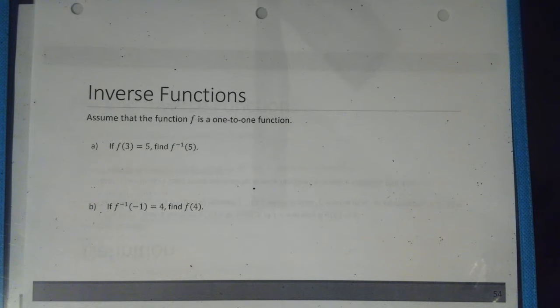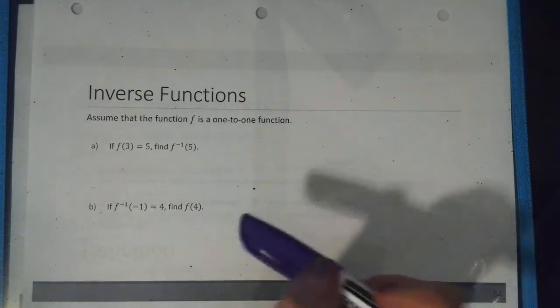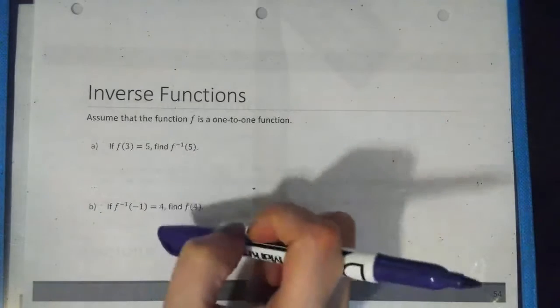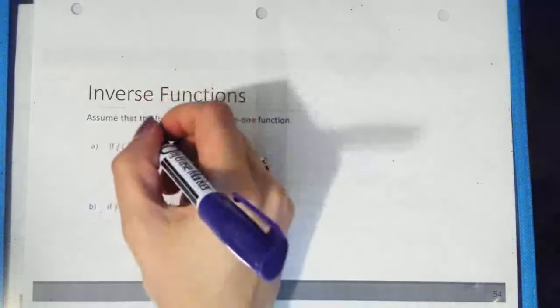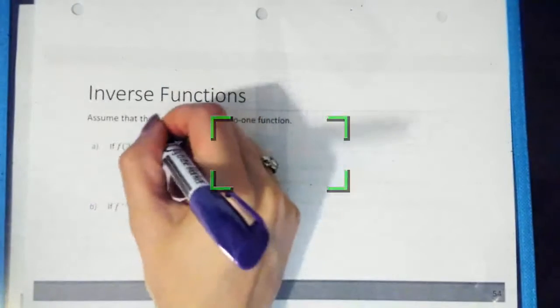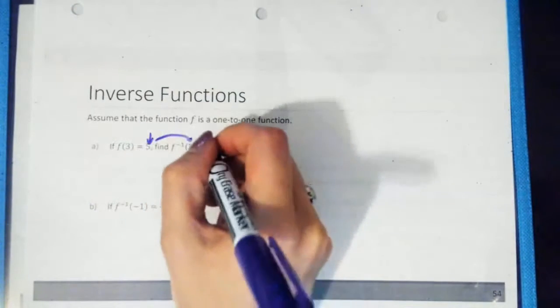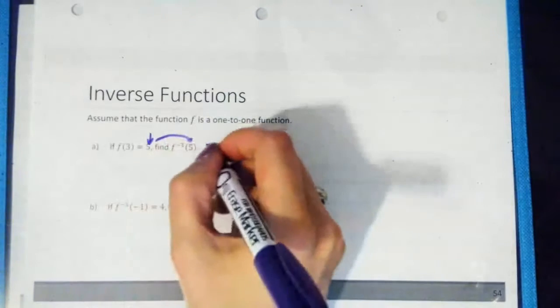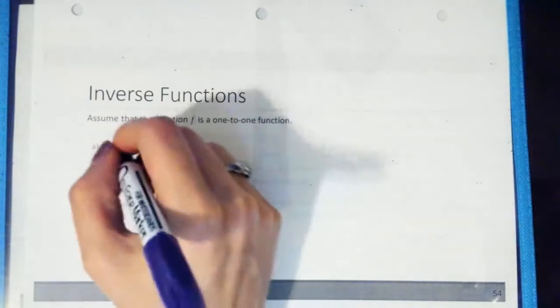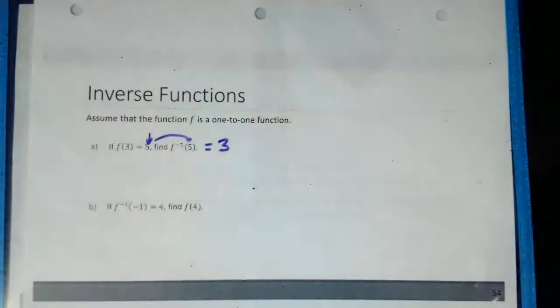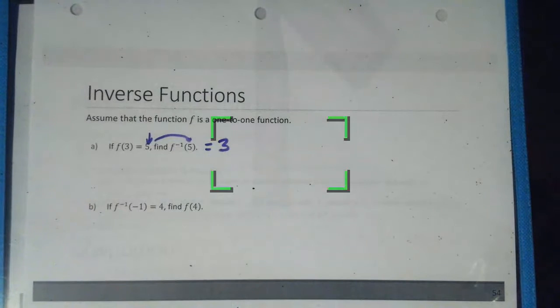So if f of 3 equals 5, we want to find f inverse of 5. Well, they're saying if we take the inverse, this output is now our input, so we just have to switch. The output of the inverse is the input of the function.